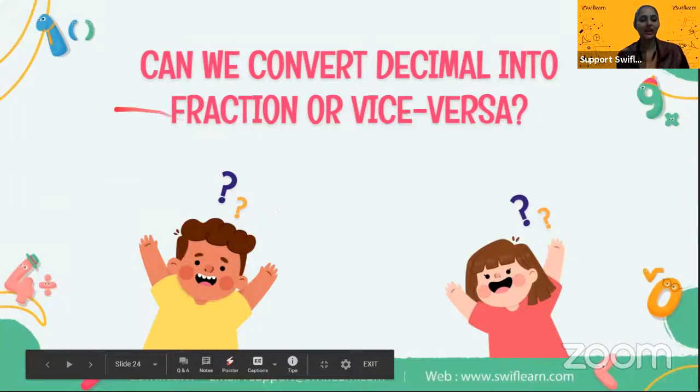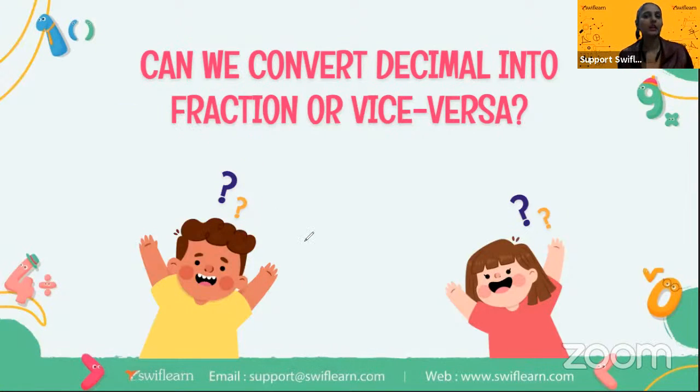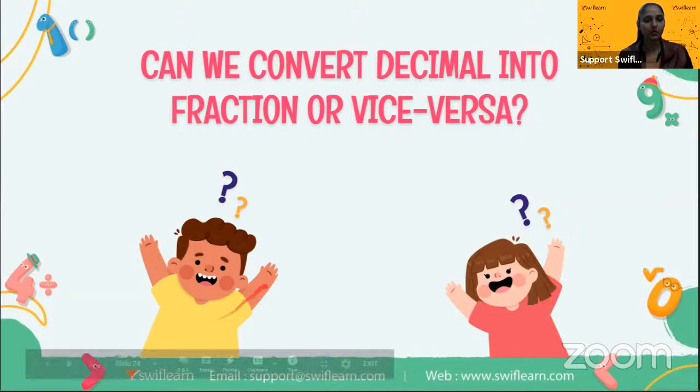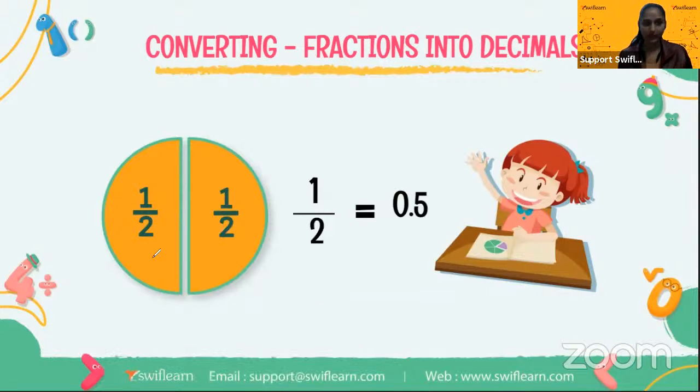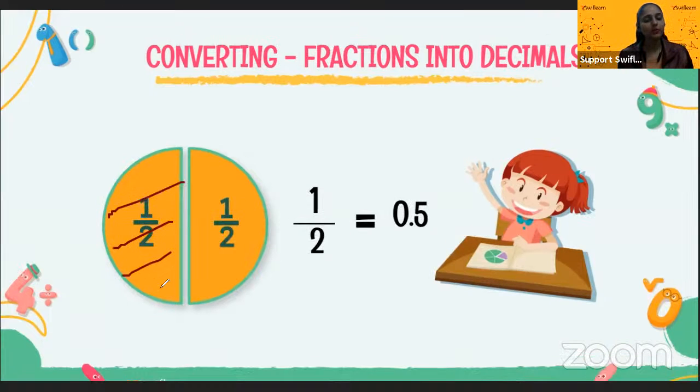So let's learn how to convert decimals into fractions and fractions into decimals. First of all, let's learn how to convert fractions into decimals. Let's suppose I am having a pie. I have eaten half of the pie. Now, if I need to know what part of the pie I have eaten in terms of decimal, what do I need to do?